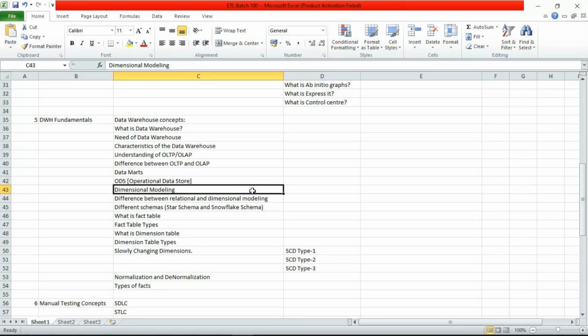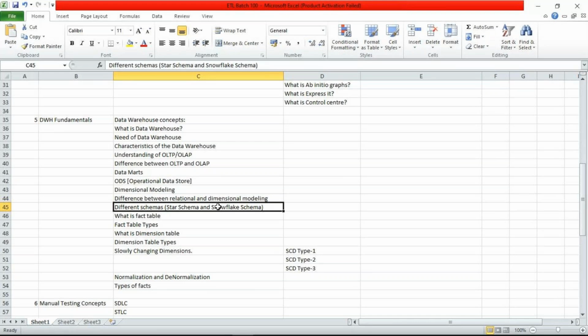Then we'll see dimensional modeling. There are types of dimensional modeling. So we'll see what dimensional modeling is and what the types of dimensional modeling are. Then we'll see the difference between relational and dimensional modeling. Then we'll see different types of schemas. There are star schema and snowflake schema. Both are used in ETL widely. So we'll see both the schemas in depth. What is star schema? What is snowflake schema?